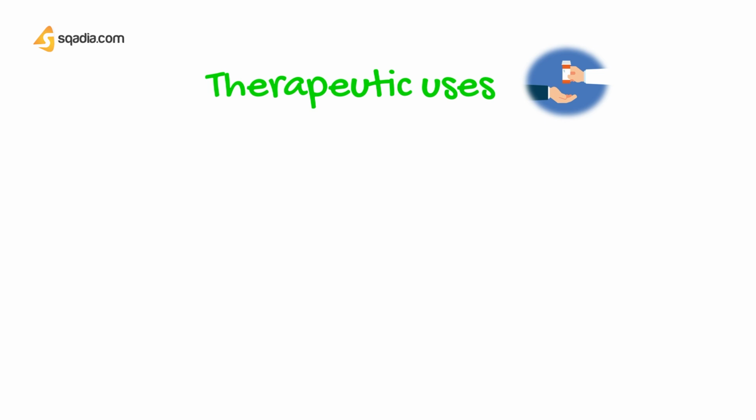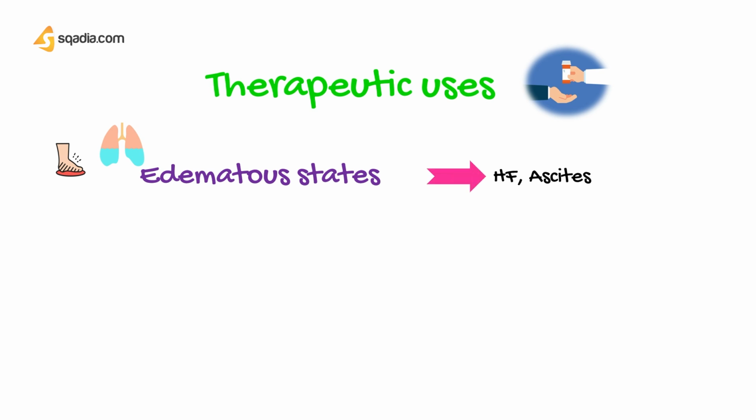After the effects, we will see the therapeutic uses of loop diuretics. Regarding this, we should remember that they are the drug of choice for the edematous states. What edematous states? Whenever there is excess fluid accumulation in the body, whenever there is edema, whether due to heart failure or in liver failure as in case of ascites, or acute pulmonary edema, these diuretics will be the drug of choice, because they will have a rapid onset of action and they will produce massive, severe and rapid diuresis, and this will help a lot in managing such patients.